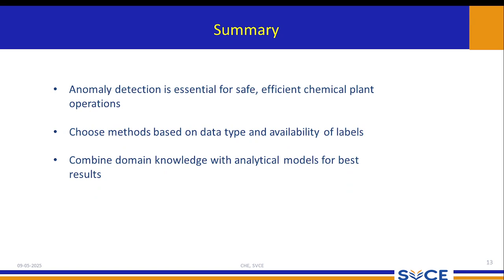And the summary so far of what has been covered: anomaly detection is essential for safe, efficient chemical plant operation. Okay, it is mainly useful for safe and efficient process optimization. Choose methods based on data type and availability of labels. Combine domain knowledge with analytical models for best results.